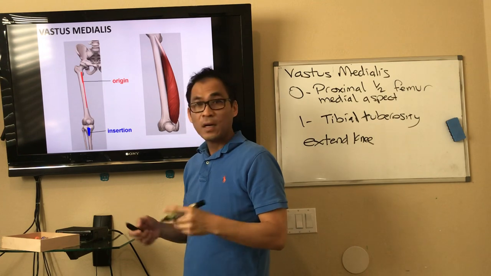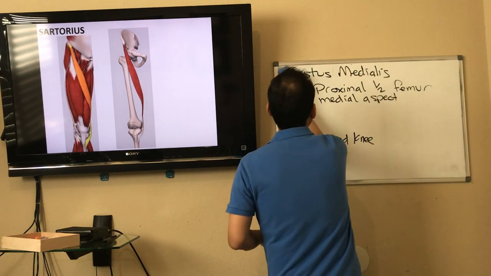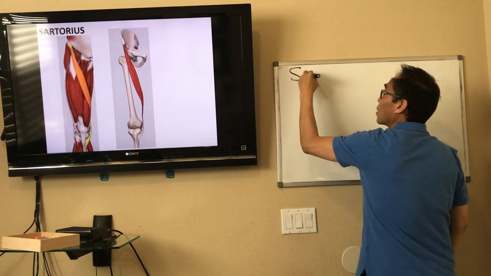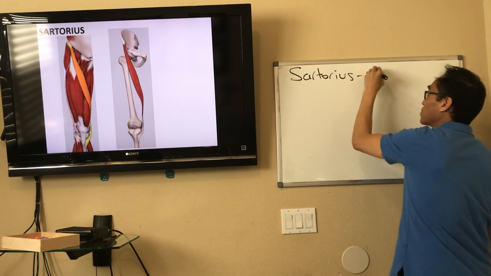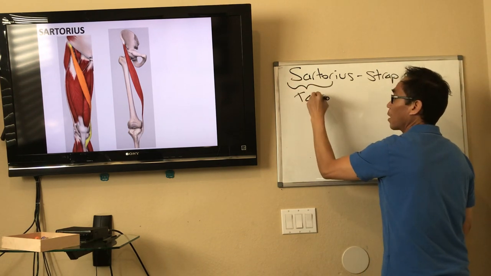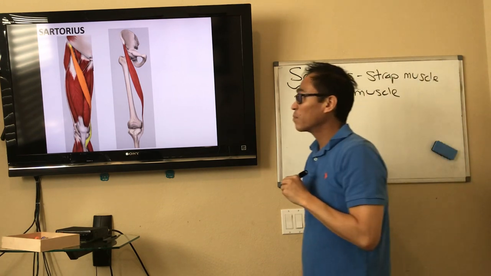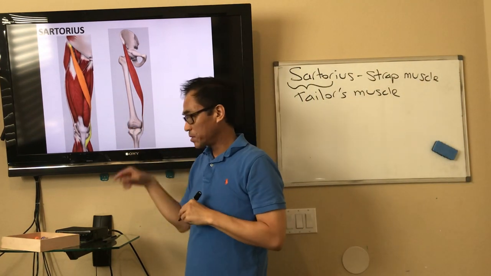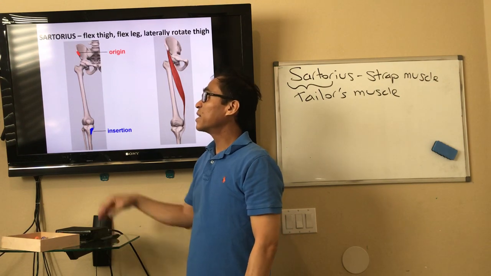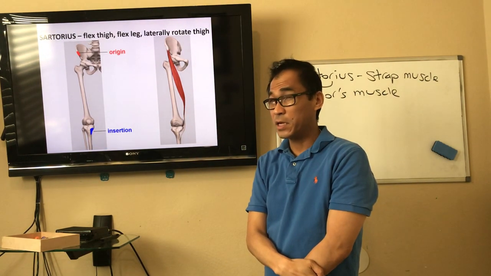That's the quadriceps femoris. Then you have the sartorius, which is not a part of the quads. Sartorius is a long strap muscle. And the word root, sartor, means tailor. So I call this the tailor's muscle. There it is isolated. There it is with the rest of the thigh muscles. Kind of goes obliquely from there to there. If you look at the origins and the insertions, it originates at the anterior superior iliac spine and inserts on the medial aspect of the knee.